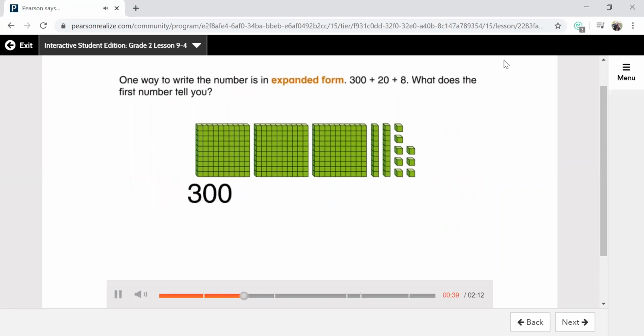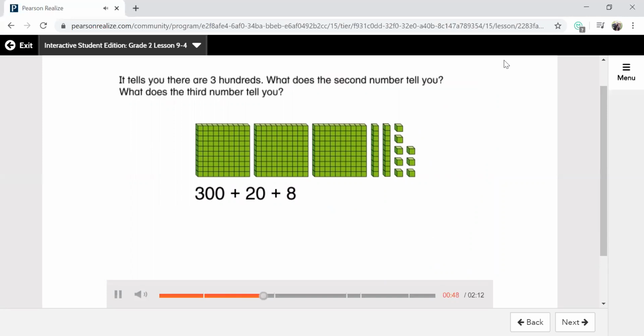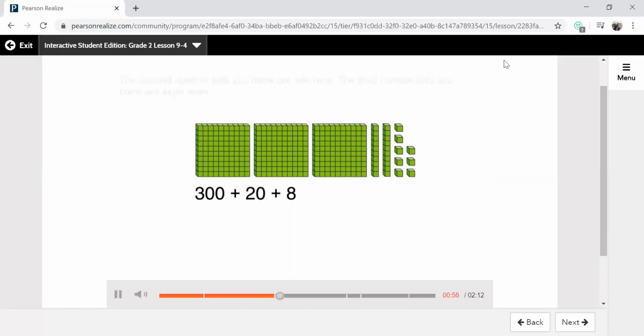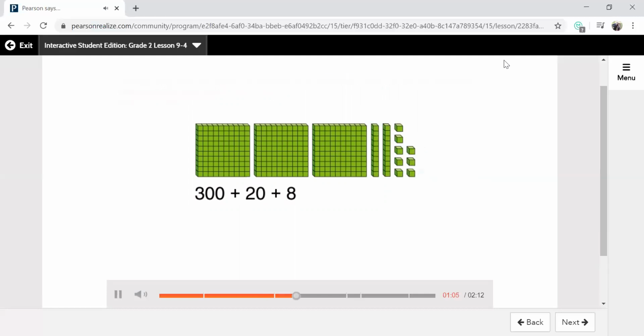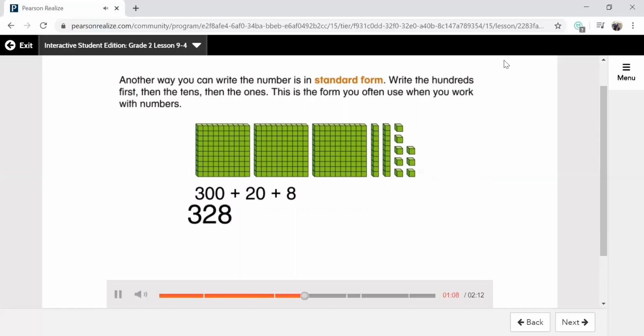Here's expanded form. 300 plus 20 plus 8. The first number tells us the hundreds. 3 hundreds. The second number tells you that there are 2 tens. The third number tells you there are 8 ones. Now we're going to look at standard form. The hundreds, the tens, the ones. This is the form you often use when you work with numbers.